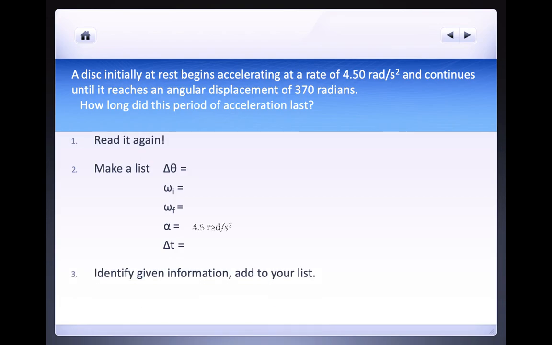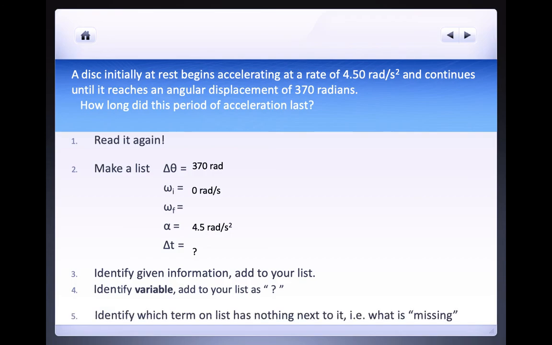So what do we know? We know the angular acceleration, 4.5 radians per second squared. We know the angular displacement is 370 radians. And as we said, it begins at rest, and therefore we know omega I is 0. At that point, we just have to look at the question: how long did the period of acceleration last? So we're going to put our question mark next to our delta t here. And then we have omega f as our piece of missing information, right? So the missing one here is omega f.